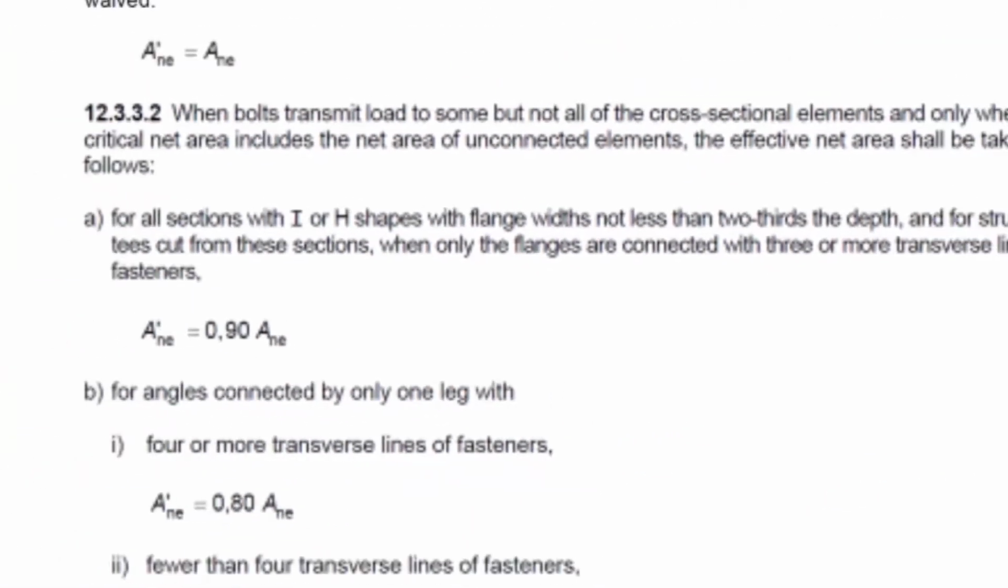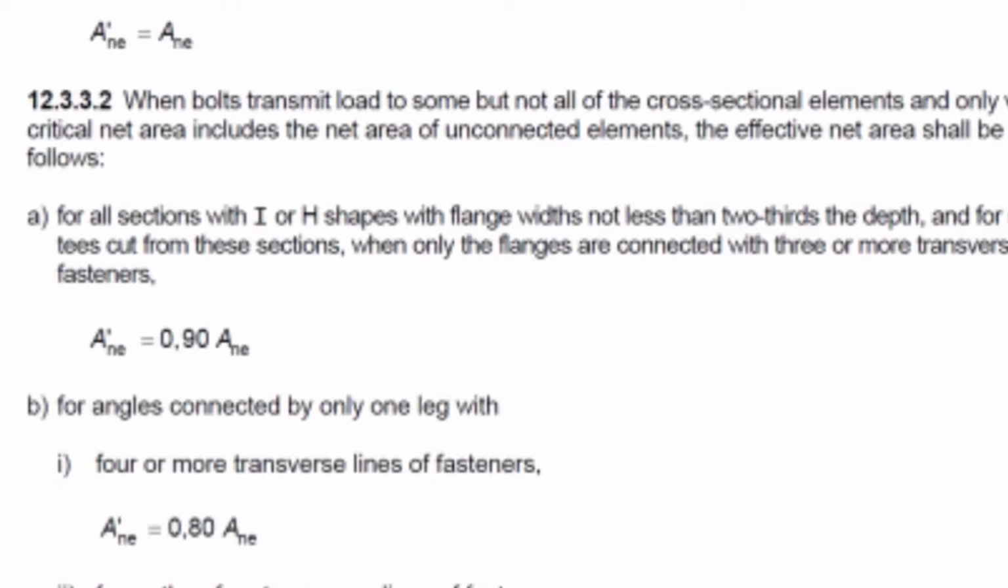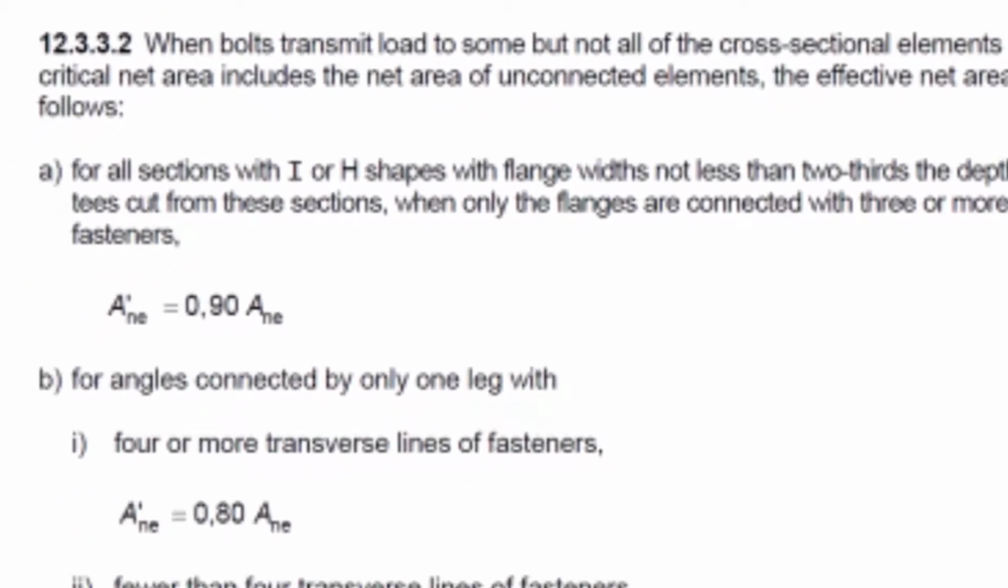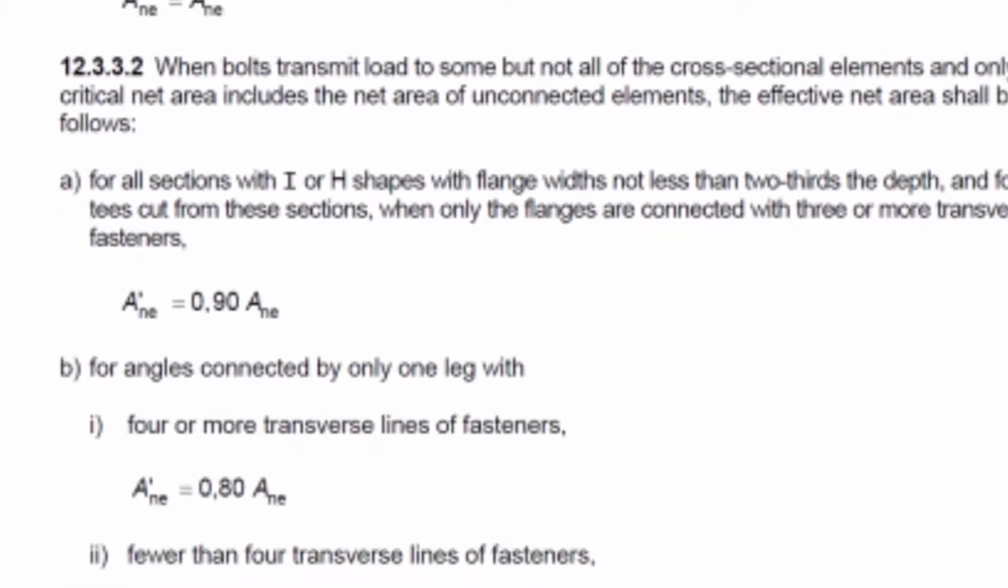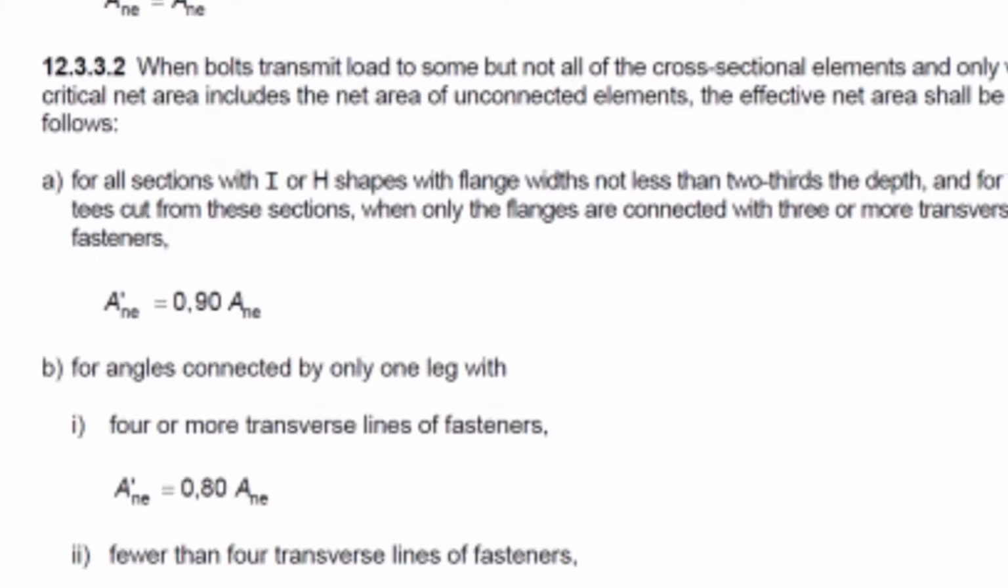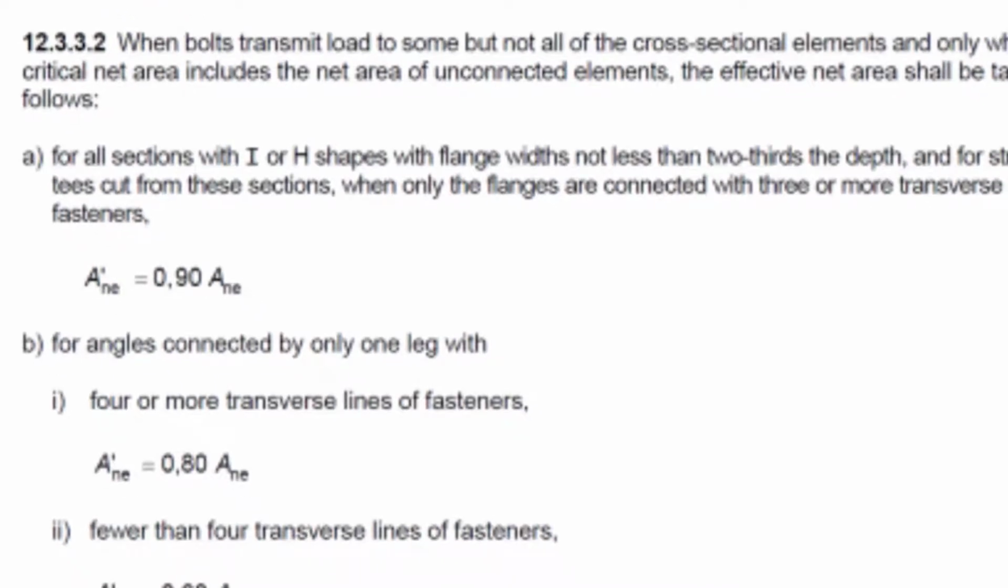So now, this clause here, 12.3.3.2, is when you do have shear lag, when there aren't bolts through all components, where something's unconnected, so there needs to be a distance to transmit the load into that section, and let's see how we do it. Firstly, be very careful with these clauses and just read them, because they get a little bit confusing, especially when there are double negatives and all these sorts of things, and they're not often written in the clearest way.